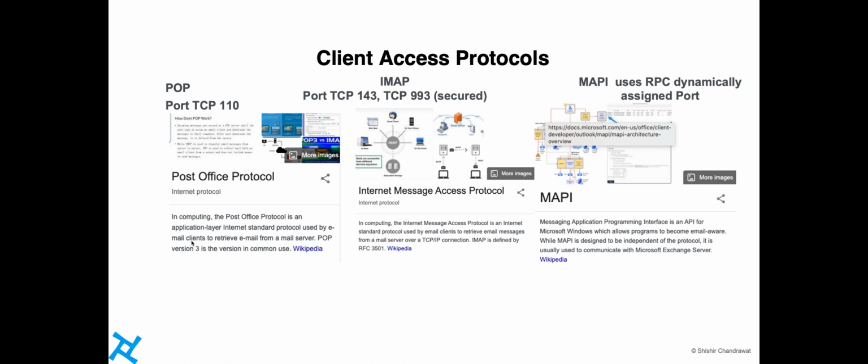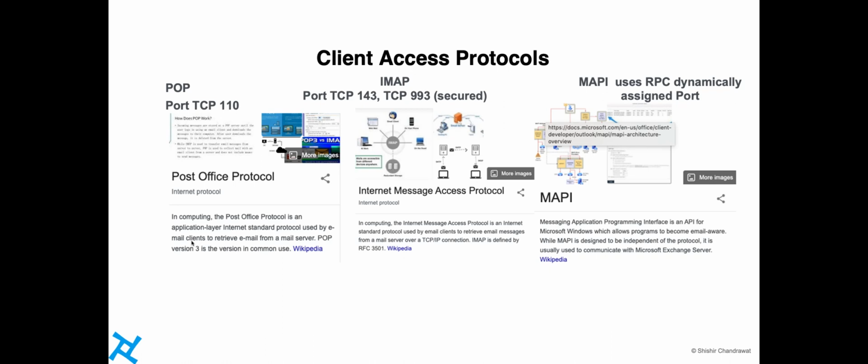So let's begin with post office protocol. In computing, the post office protocol is an application layer internet standard protocol used by email clients to retrieve email from mail server. POP version 3 is the version in common use. Okay, so post office protocol or POP protocol is, I believe, the oldest protocol which the email clients use to download the email. And the biggest problem with the POP protocol is that the client just downloads the email, and then there is no relationship between the client and the server mailbox.